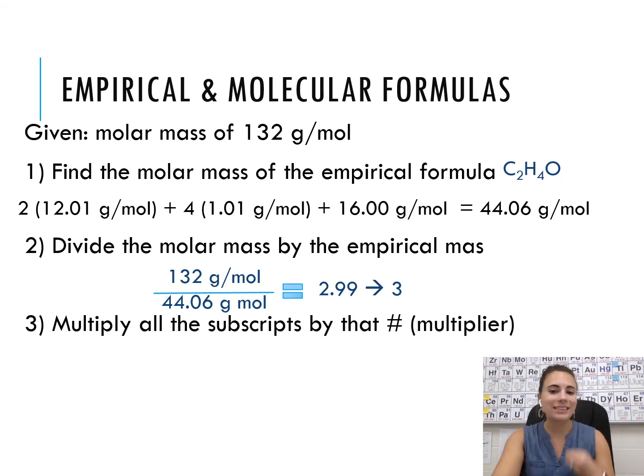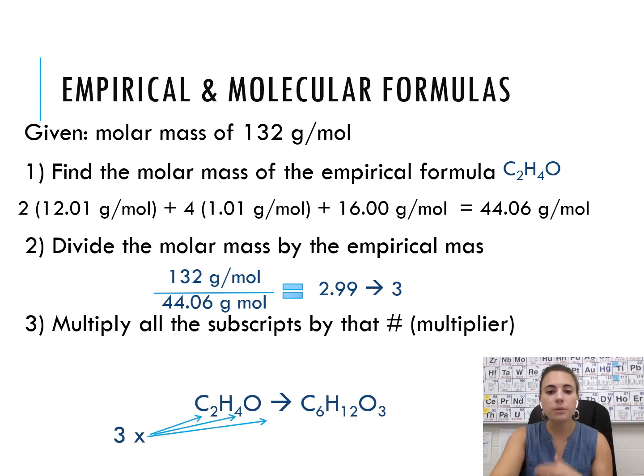So what that tells me is that this molecular formula is 3 times the empirical formula's ratio. So I multiply all those subscripts by 3, and I get C6H12O3. So think about it. If you reduced C6H12O3 to its empirical formula, it would be C2H4O.